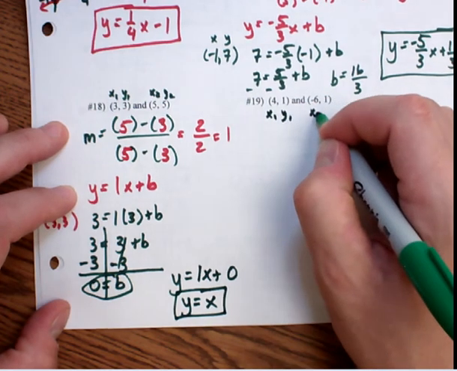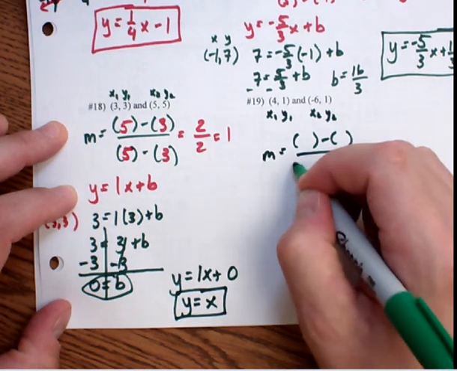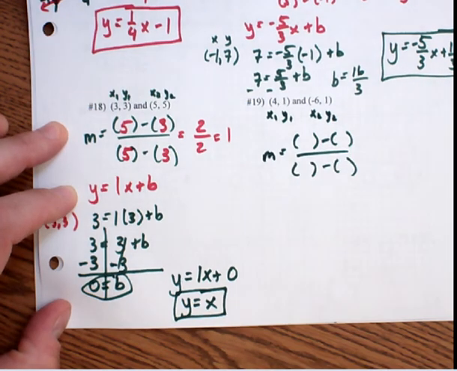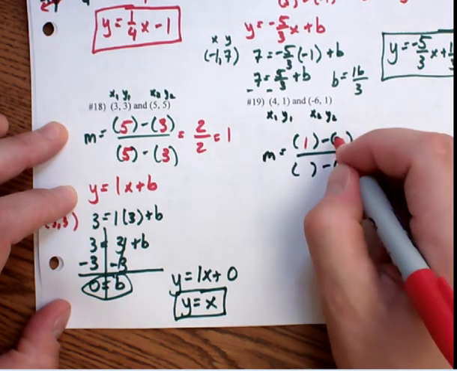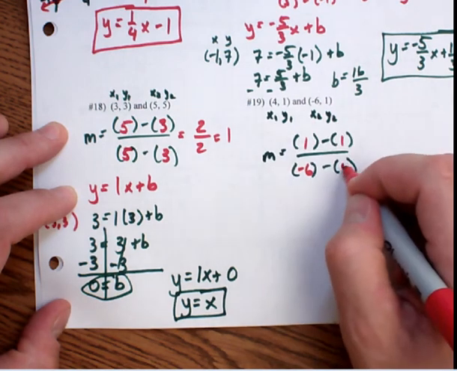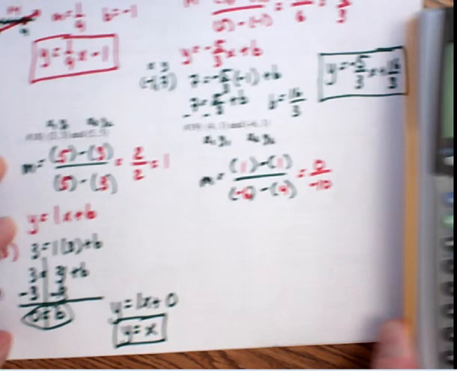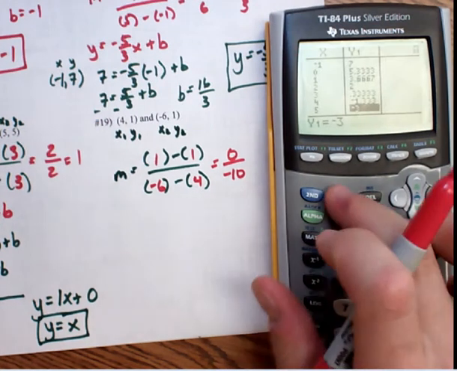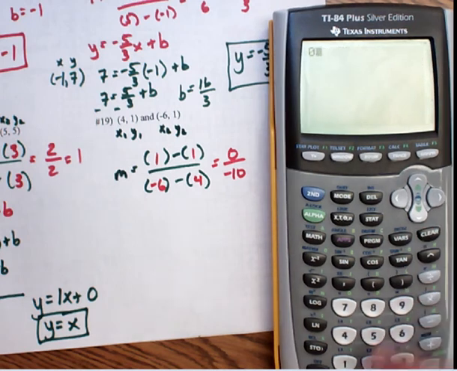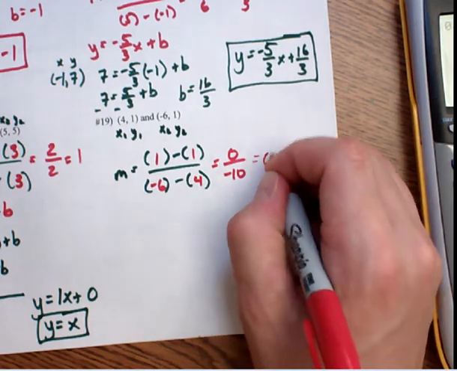And then the very last one here, x1, y1, x2, y2. Once you do a few of these, it's kind of the same process over and over. Okay, so 1 minus 1, negative 6 minus 4. We get 0 over negative 10. 0 divided by anything, 0 divided by negative 10 is 0. So this is a 0 slope.